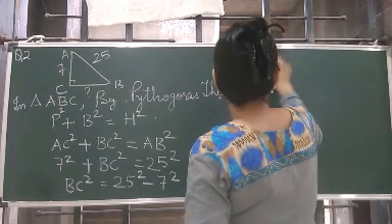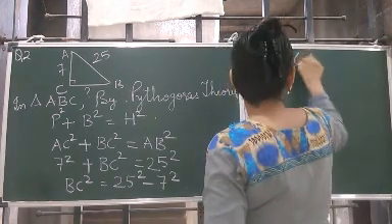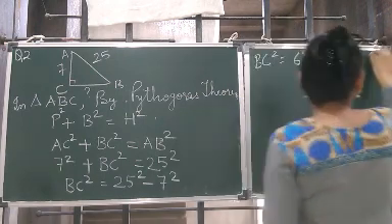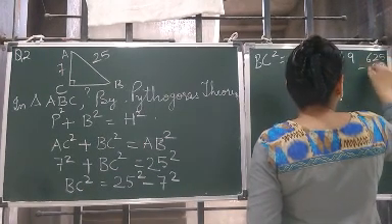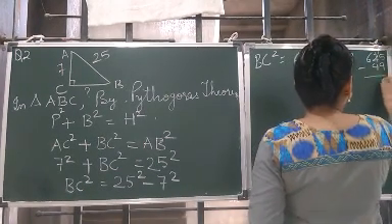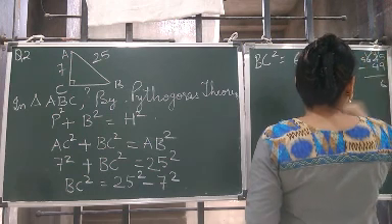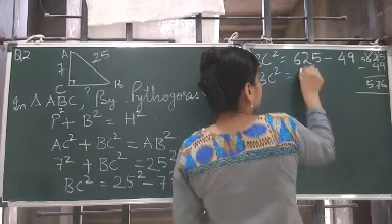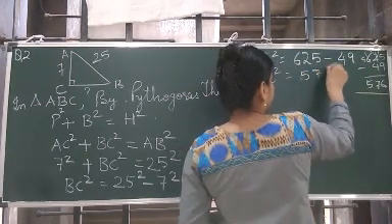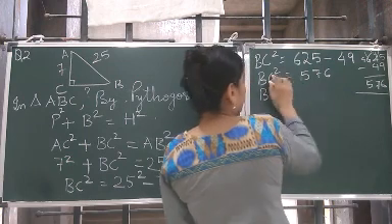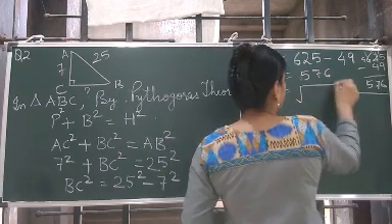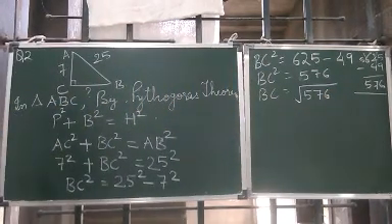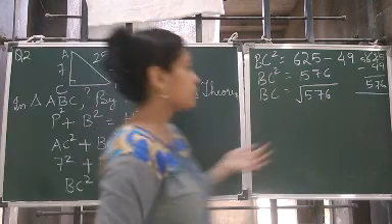So BC square is equal to 625 minus 7 square, which is 49. Now we subtract 625 and 49. So it is 576. So BC square is 576. This square will shift and become a square root. So now we have to find the square root of 576.